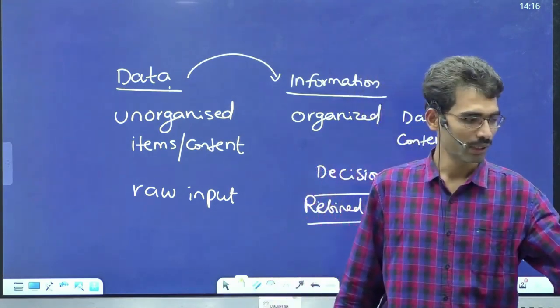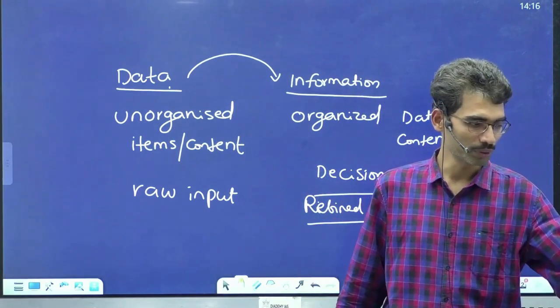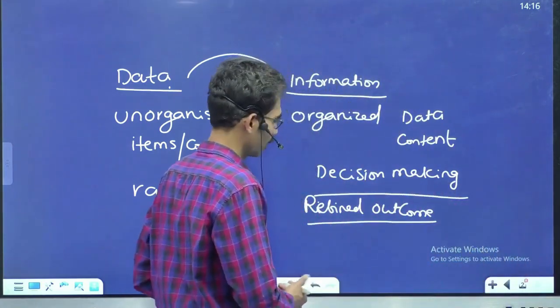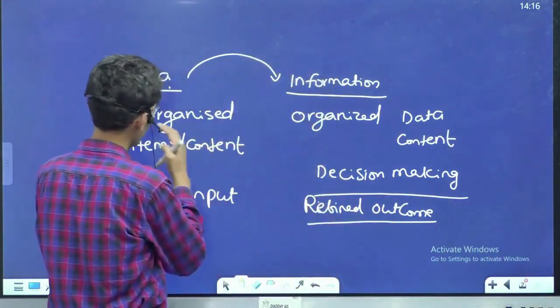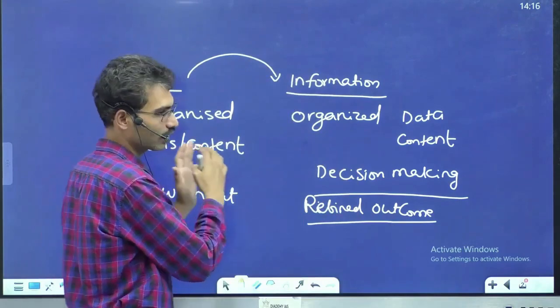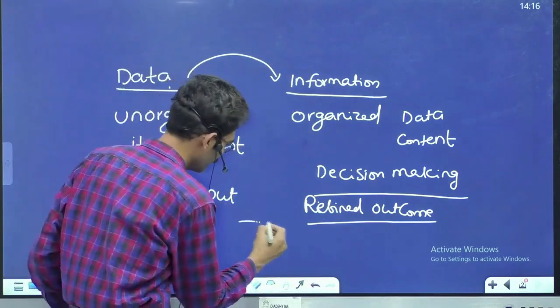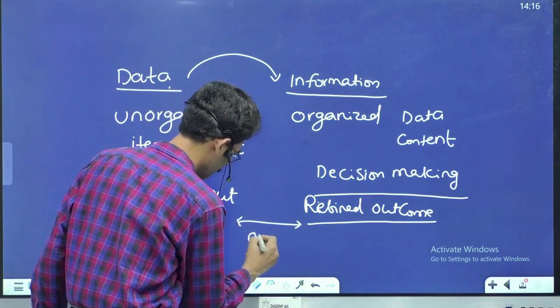If we see the meaning of computer, how the name computer emerged. Now what is happening? How does it convert unorganized items into organized data? It does some kind of operations.